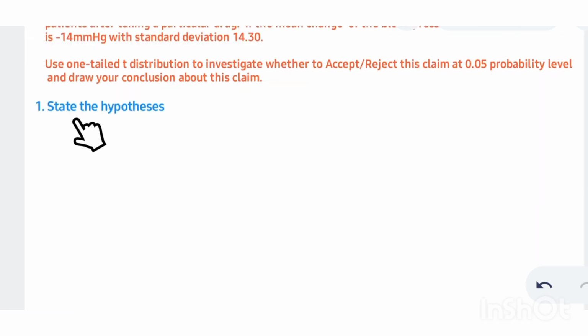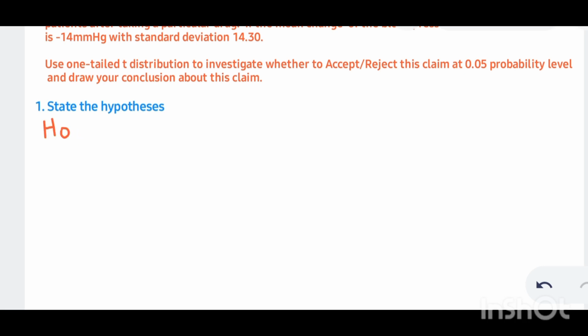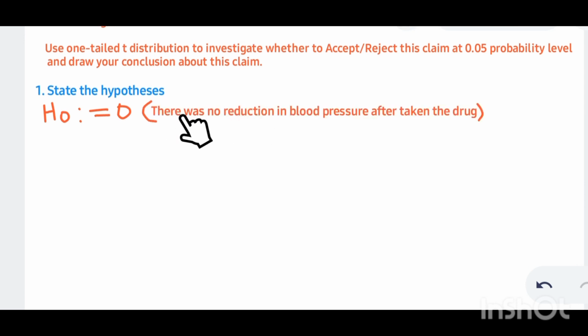Step 1 says state the hypothesis. We have two types of hypothesis. The null hypothesis is designated with H naught, and simply implies a hypothesis of no difference. Here we say it equals 0. So what this hypothesis is saying is that there was no reduction in blood pressure after taking the drug.